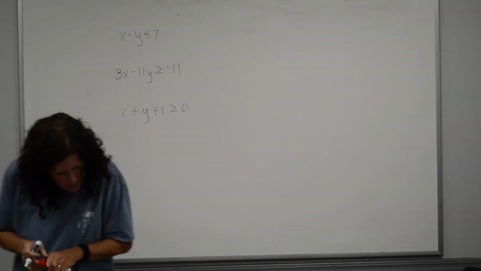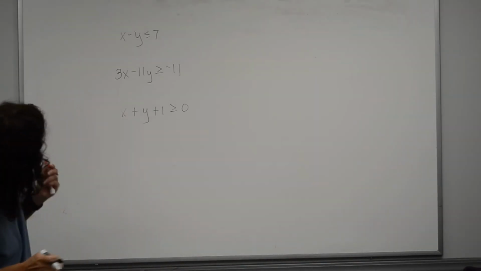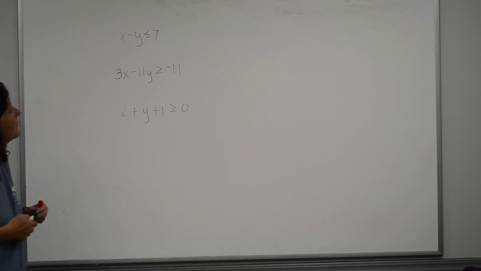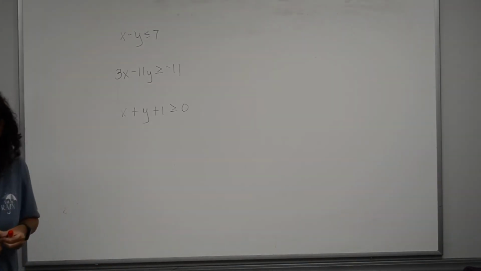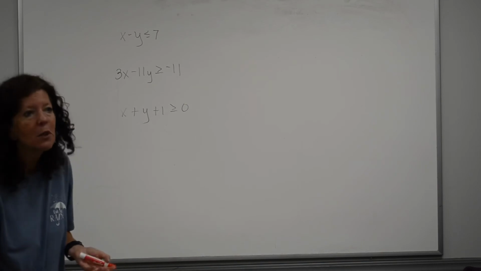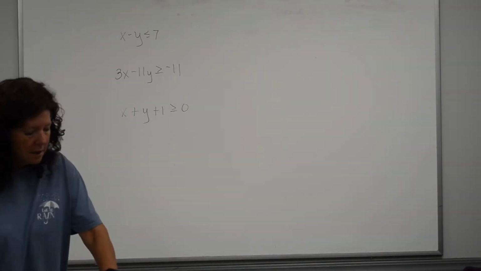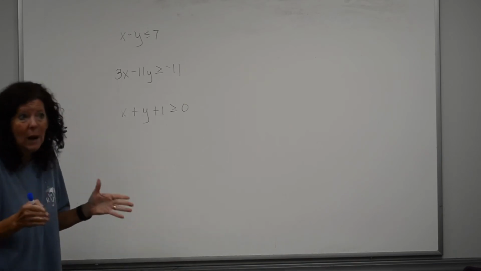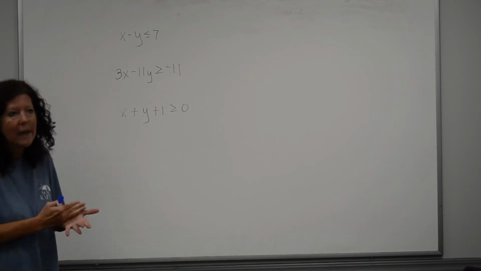Okay, so I have 3. Let me make sure I wrote them right. Okay, I have 3 things to graph. Can I graph them like that? No, I've got to put them in the right order. That is probably one of the most important things you can do, because if you can't rearrange it, you can't graph it.